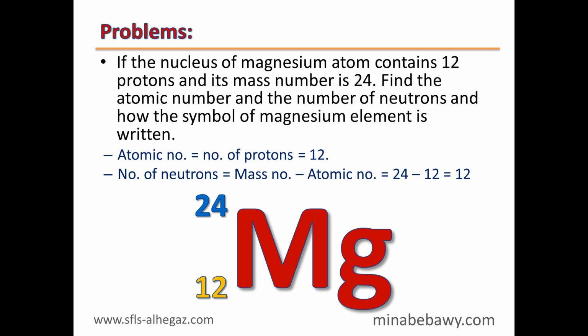The symbol of magnesium is Mg. Its atomic number is written in the lower left corner, 12. Its mass number is written in the upper left corner, which is 24. The symbol of magnesium is Mg with 12 below and 24 above.